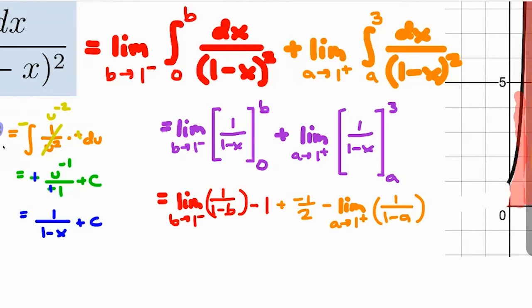Okay, so now we're going to do a little bit of limits here. What is this limit right here? If you plugged in 1 from the left, what would you get? 1 over what? If you did direct substitution, you get 1 over 0. 1 over 0 means it's either going to be a positive infinity or a negative infinity. Well, we already know from the graph it's positive infinity.